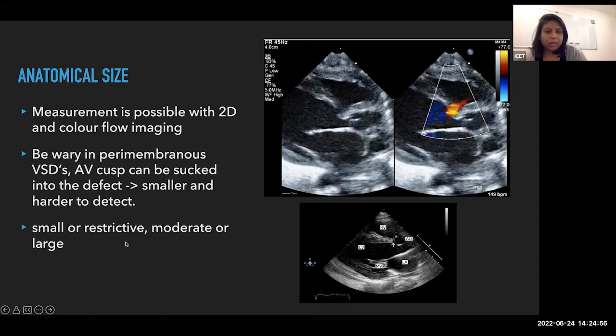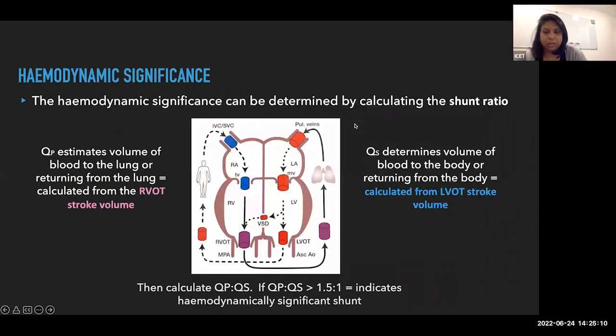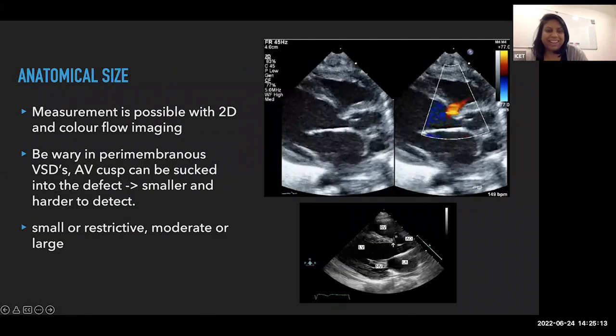And I think little traps to be aware of is that with perimembranous and the outlet VSD, the aortic valve root or cusp can get sucked into the VSD defect, and so they can be a bit harder to detect. These are all pictures here. In terms of how you classify the size, there's usually small, restrictive, moderate, or large, and I'll go into later what their clinical implications are.